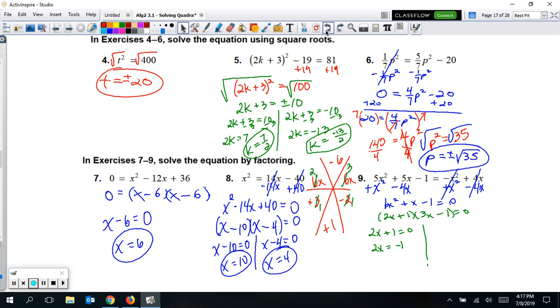And then divide by 2. So x is going to equal negative 1 divided by 2, which is negative 1/2 for that answer. So there's one answer. In decimal it could be negative 0.5. It's another way you can write it.